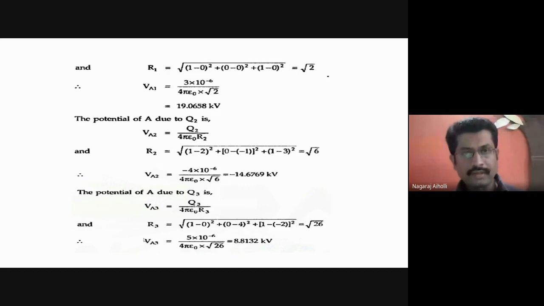Let us do that. Given Q1 is 3 microcoulomb, Q2 is minus 4 microcoulomb, and Q3 is 5 microcoulomb. The potential at A due to Q1 is VA1 equal to Q1 by 4 pi epsilon naught R1. That is the formula that we are already aware of. Then substitute the given values. Before that, we have to find the value of R1, the distance vector between A and Q1, that is destination minus source.